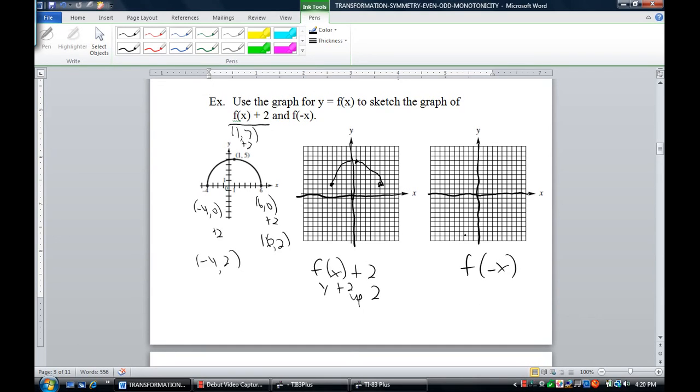So this f of negative x, all that means is I'm going to take these x values, negative 4, 0, and change the sign on the x value. It becomes 4, 0. 1, 5 becomes negative 1, 5, and 6, 0 becomes negative 6, 0. So let's plot those. 4, 0, 1, 2, 3, 4. Negative 1, 5. Negative 1, and then up 5. And then negative 6, 0.